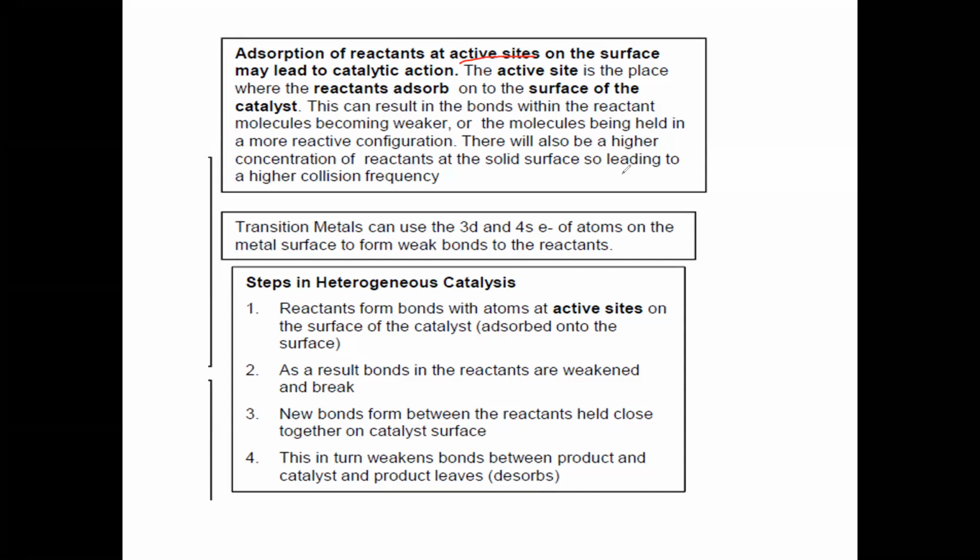bonds within the reactant molecule becoming weaker, and the molecule being held in a more reactive configuration. There will also be a higher concentration of reactant at a solid surface, which leads to higher collision and a greater rate of reaction. The transition metal can use the 3d and 4s orbitals of atoms on the metal surface to form a weak bond with the reactant.